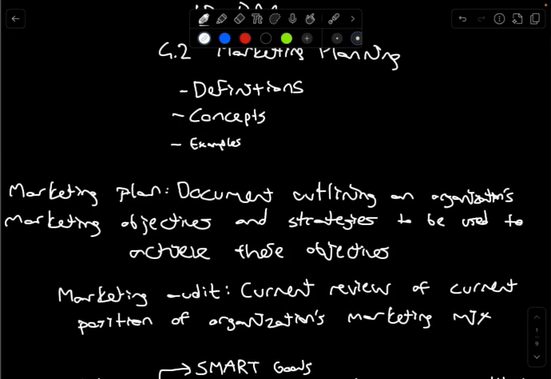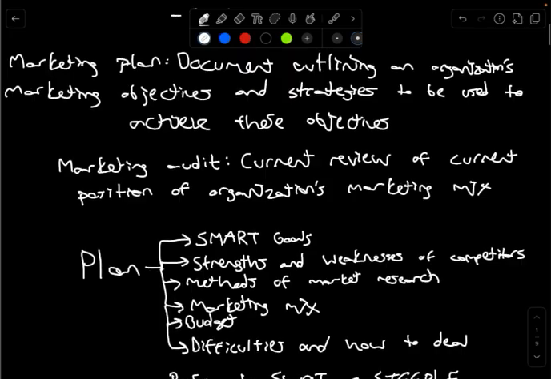And a marketing audit is the review of the current position of an organization's marketing mix. The audit, for example, has to do with examining the current market positions, examining the product portfolio that caters to a specific market, for example. And then the plan consists of several stages. For example, SMART goals. SMART stands for specific, measurable, agreed, realistic, and time-bound. For example, getting to a specific market share.